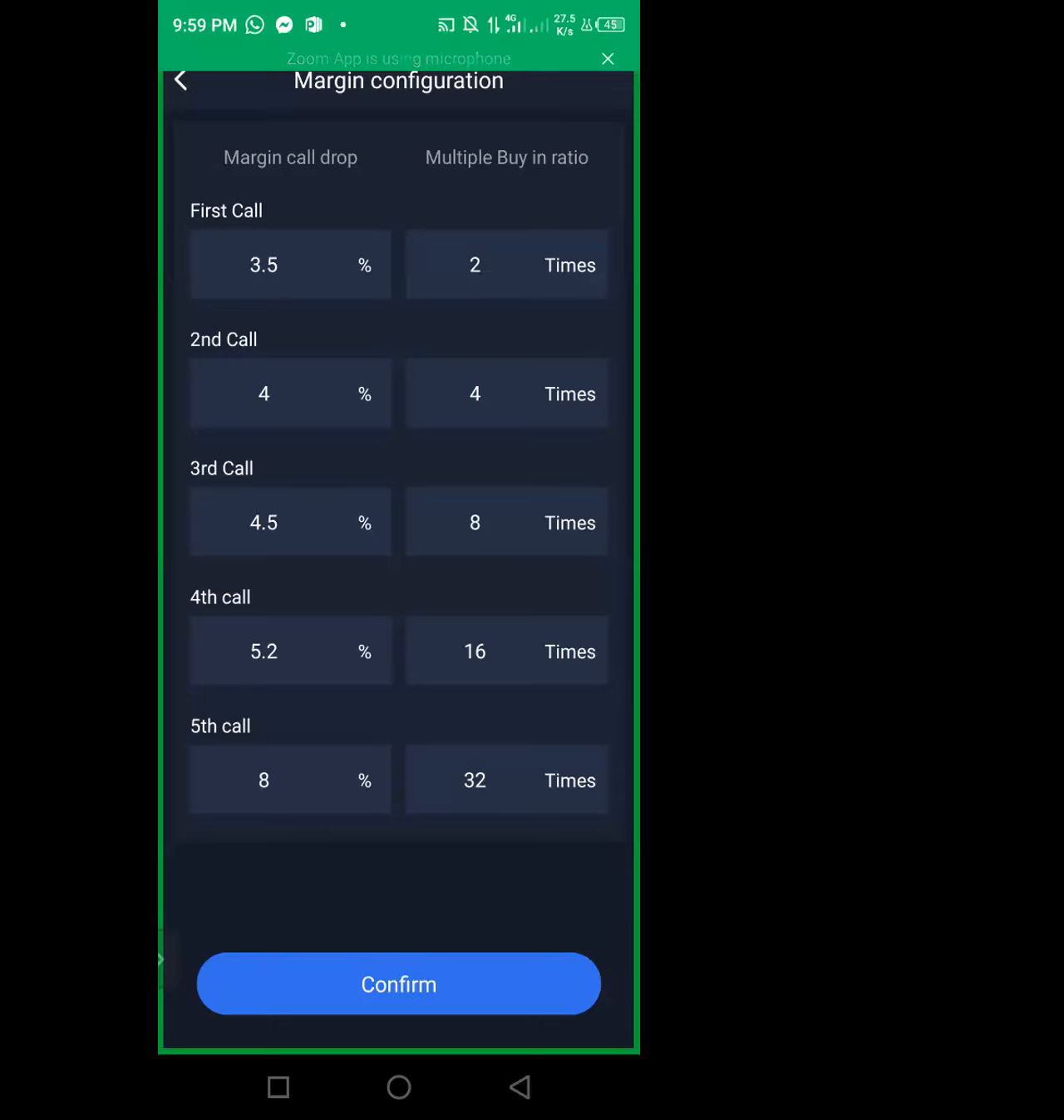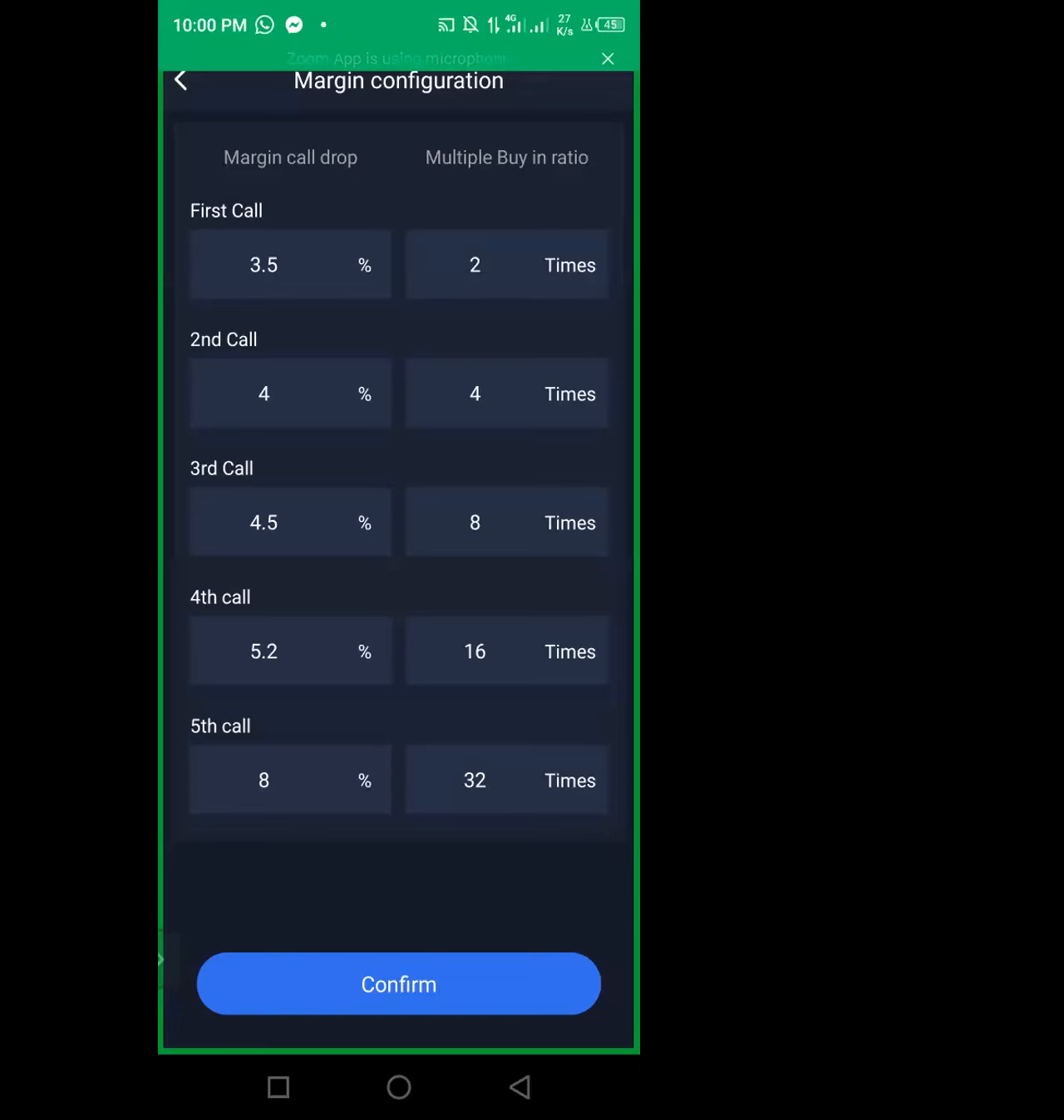So that is 2, 4, 8. 8 times 2, 16. 16 times 2, 32. That is the martingale strategy. With this, it helps to reduce your average price of the coin, because it's buying more quantity of the coin as it is dropping in price. So the left part of the margin configuration page works on the reduction in price.